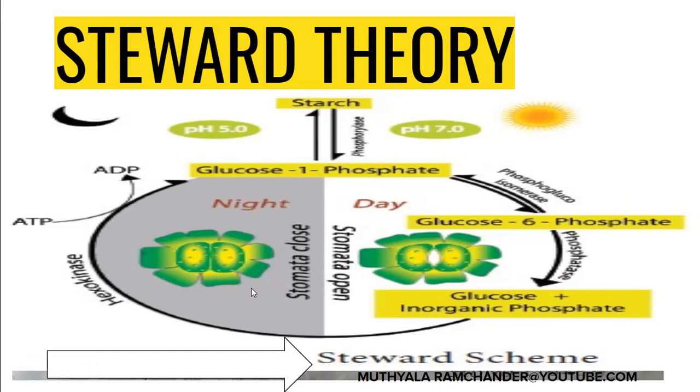During the night time, there is no photosynthesis, so the pH levels are decreased. According to Steward theory, the stoma will open during the daytime and the stoma will close during the night time.